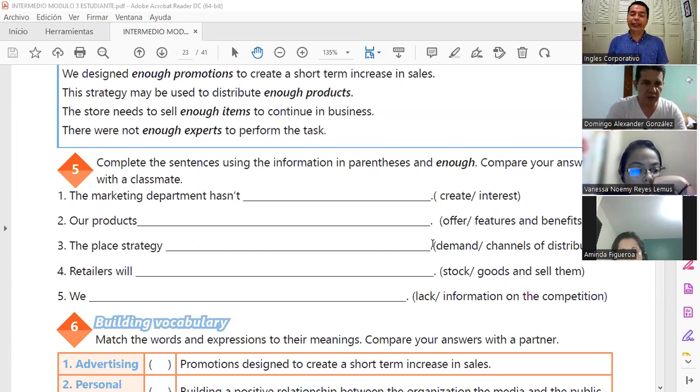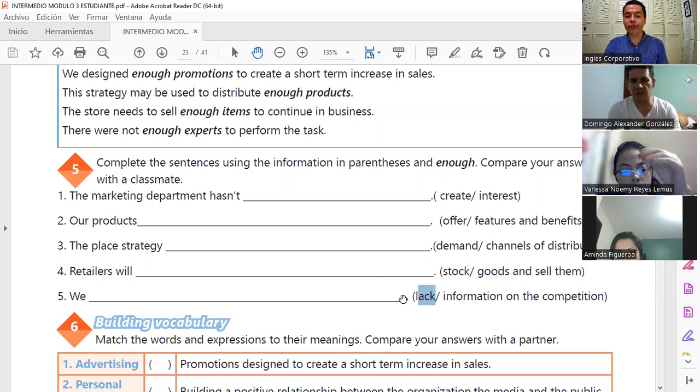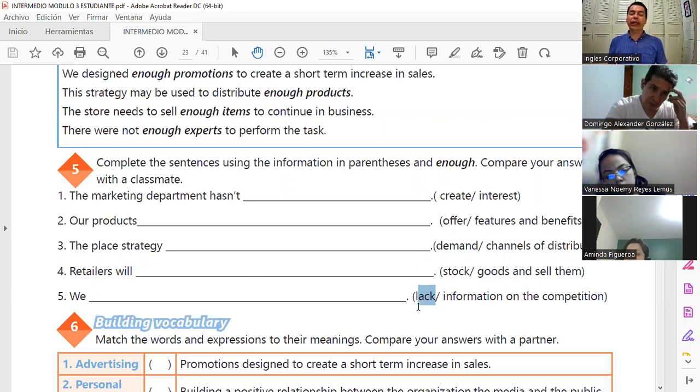And number five, listen, lack is falta de, right? Here I don't understand why they put lack, but it has to be that way. We don't have enough, because it means falta de, right? Yes. Okay. So with this information, we don't have enough. Who can help me, please?